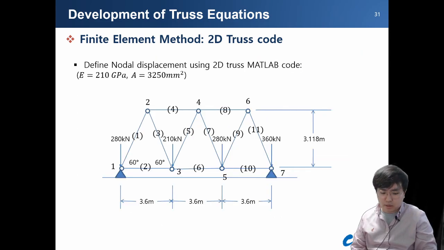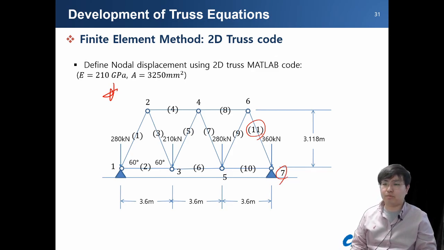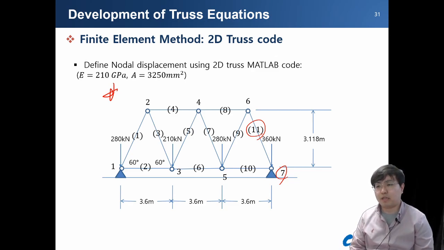I already told you about the 2D MATLAB code. Please check this problem again: the 2D truss element system. This truss system has a total of 11 elements and 7 nodes, so it is hard to compute by hand. Please try to solve it with MATLAB code.